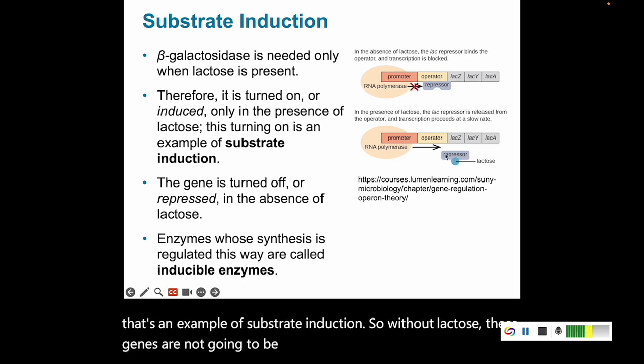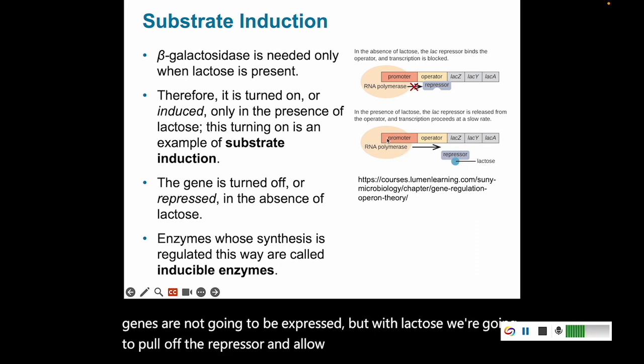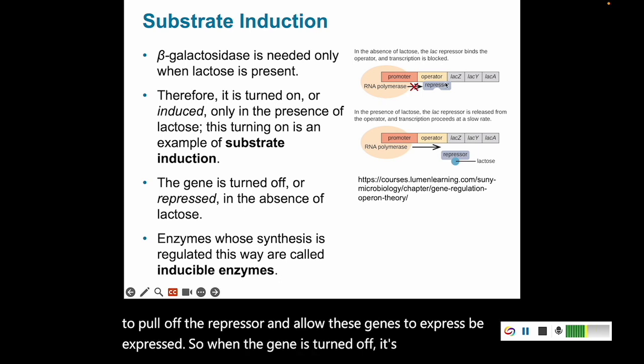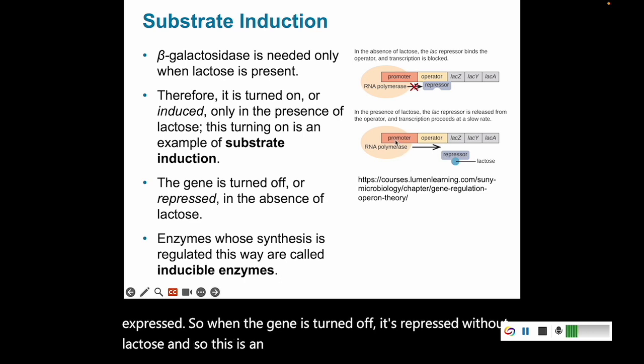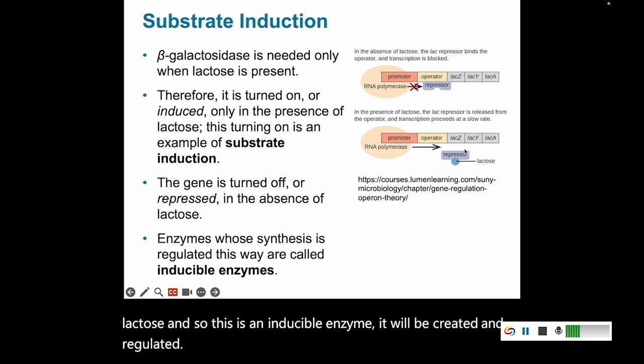But with lactose, we're going to pull off the repressor and allow these genes to be expressed. So when the gene is turned off, it's repressed without lactose. And so this is an inducible enzyme. It will be created and regulated in an inducible way.